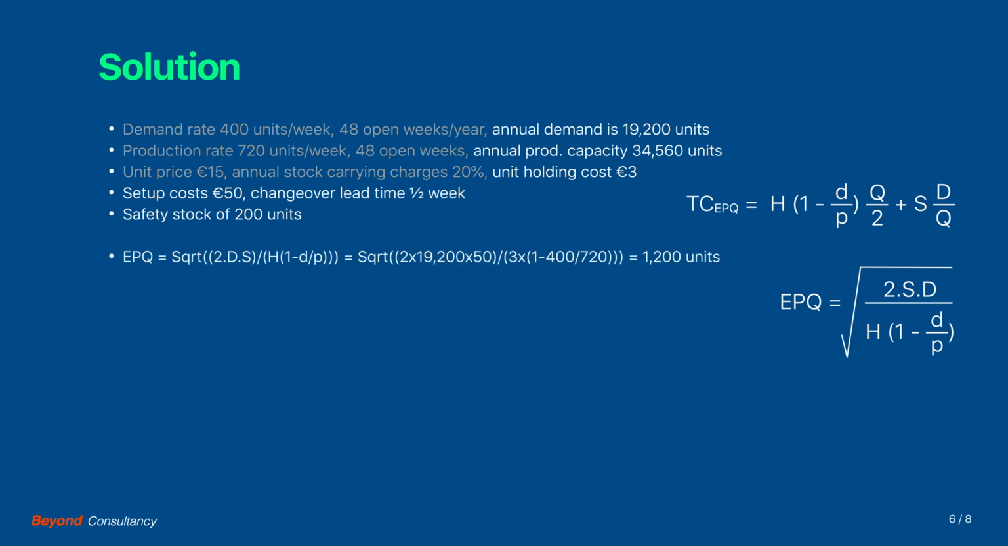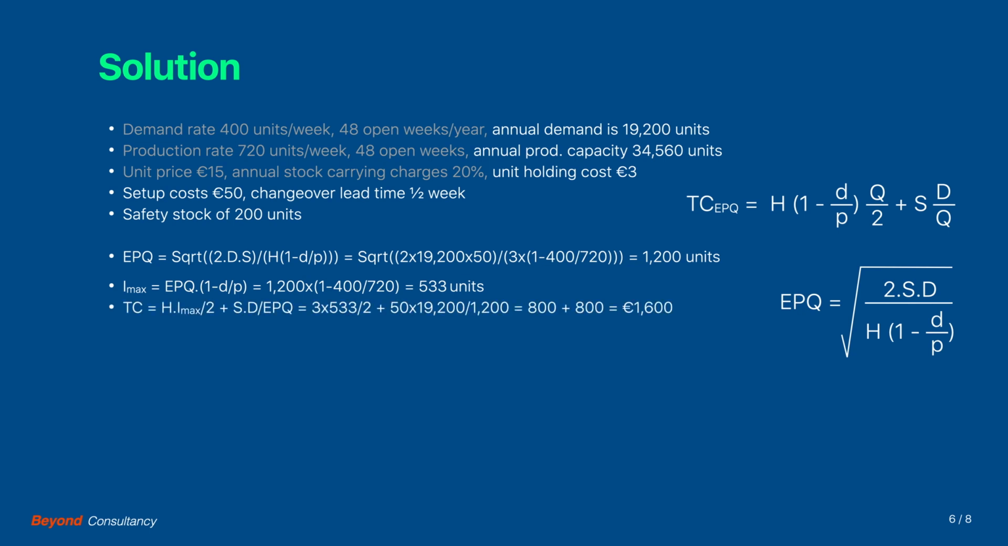The economic production quantity EPQ is calculated as shown, and it is 1,200 units. The maximum size of the buffer inventory IMAX is a fraction of the economic production quantity, namely 533 units. With this we can calculate the total cost TC to be €1,600. Note that the inventory costs equal the setup costs for the optimal lot size.